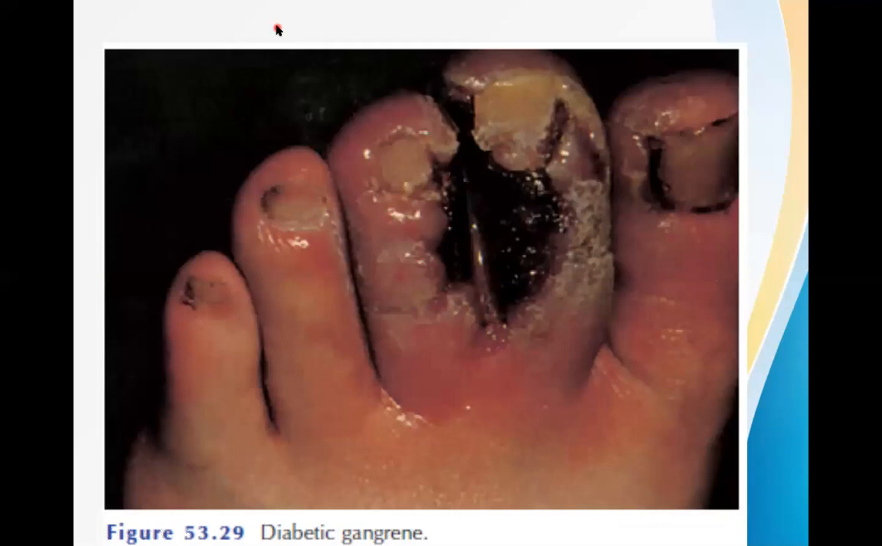Now see here. Look at this picture, all of you. Look at this area. It is black in color, and it looks like a wet type of gangrene. A little bit of exudation is coming from here. The diagnosis is clearly written. This is diabetic gangrene. So probably this patient is diabetic, and this is a complication of diabetes. Gangrene is very common in diabetic individuals.